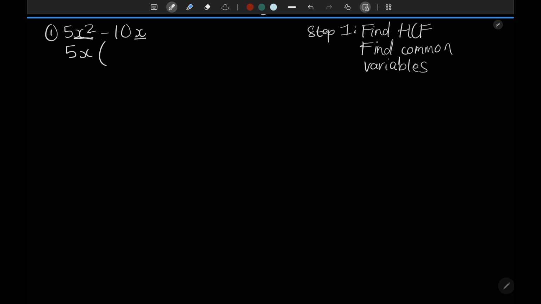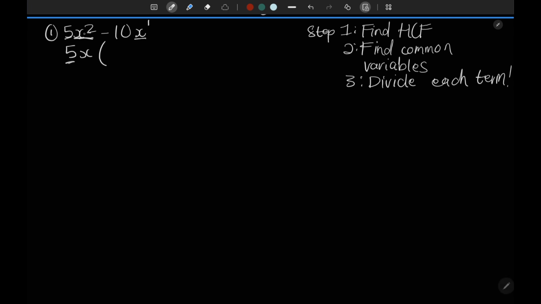Step 3 would be to divide each term by the highest common factor. Step 2, find common variable. Step 3, divide each term. So 5 divided by 5 is 1. You don't have to write down that 1. It's the same thing as when you have your x here. You know that this x has an invisible 1, right? You guys don't really write it. So in factorization, when you have x or a variable or anything, it usually has an invisible coefficient. However, there's no need to write it.